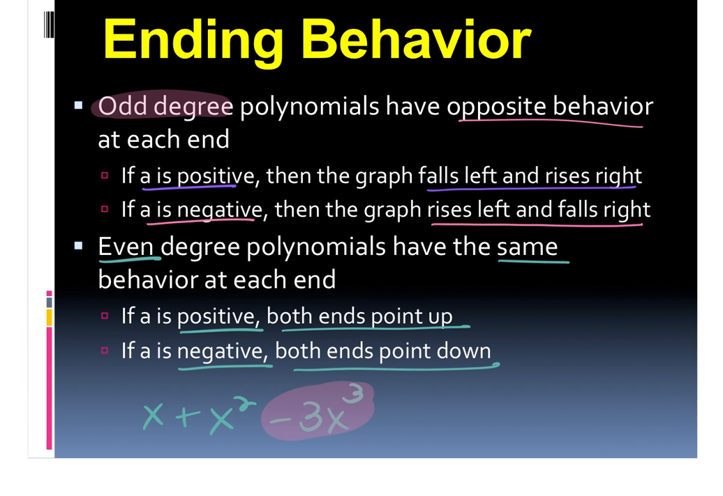That exponent is odd, which means they have opposite directions. It's negative, which means this would rise left and fall right. So again, always highest exponent, not necessarily first.